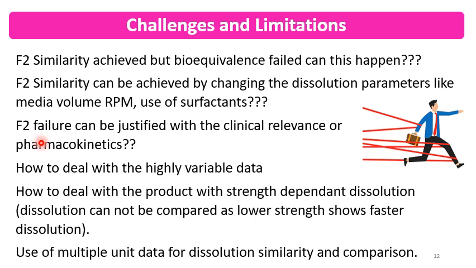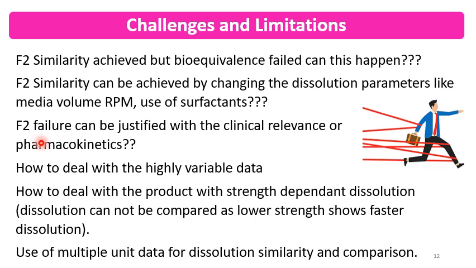And why does this lower strength show faster dissolution? The reason is the saturation solubility based on the dose. So if you have a tablet with a 400 mg dose as the higher strength, and you have a 100 mg strength with the low dose, so directly there is a 4x increase in the dose, so the sink condition will vary, and that's why the lower strength will have faster dissolution.